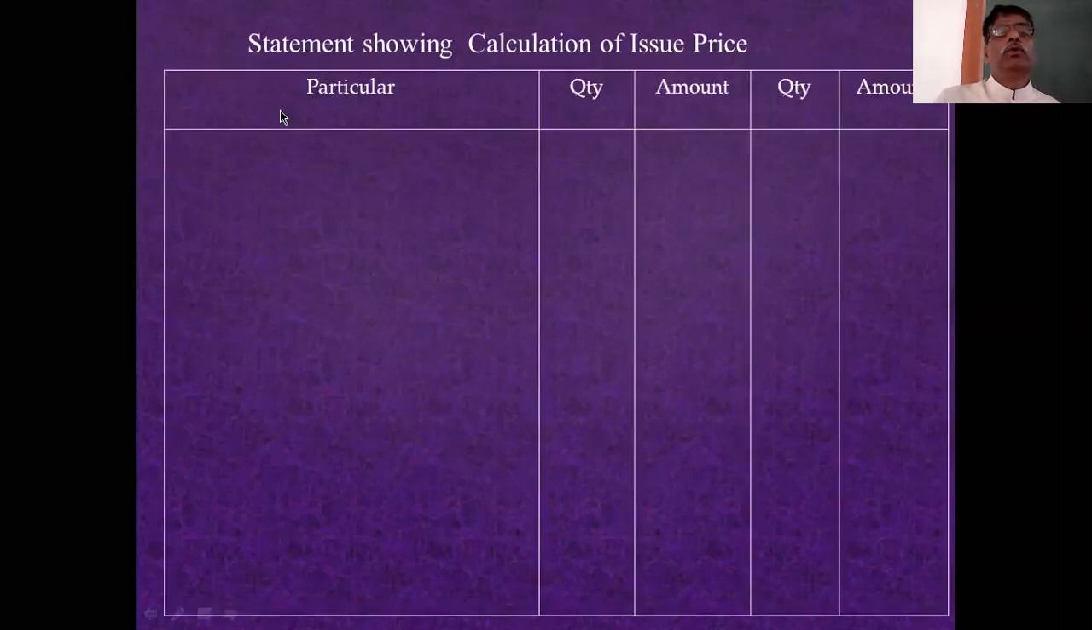You see here, statement showing calculation of issue price. In the above, one more line you take and you write as material A1, material A2. In the above you write A1, A2. These two columns are related with A1. These two are related with A2. Write at the above. I forgot to draw one more line.